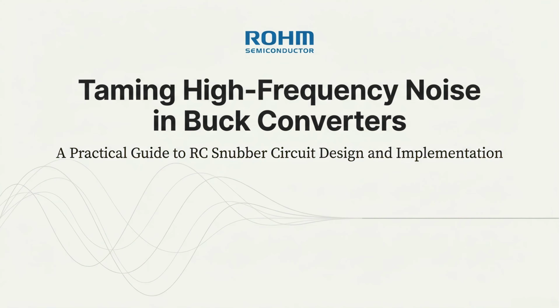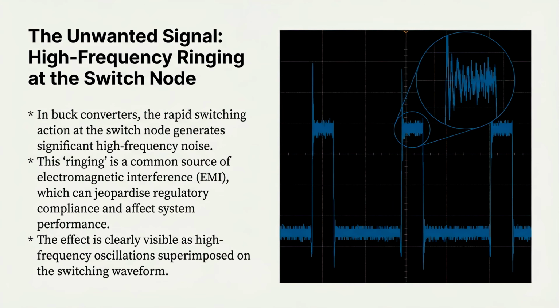Welcome to this video on taming high-frequency noise in buck converters. We will cover a practical guide to RC snubber circuit design and implementation. In buck converters, rapid switching generates significant high-frequency noise called ringing. This ringing is a common source of electromagnetic interference, affecting compliance and system performance.